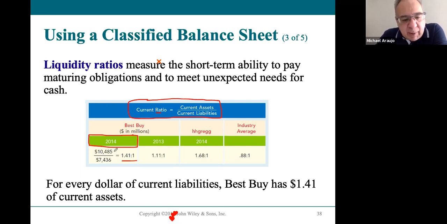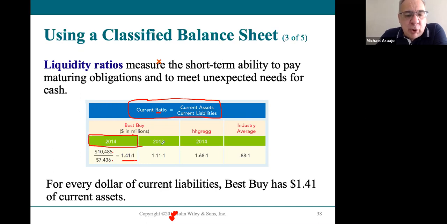Now the first number represents the current assets. The second number represents the current liabilities. And how you would read this is that Best Buy has $1.41 of current assets to cover every dollar of current liabilities. That's how you would read the current ratio.